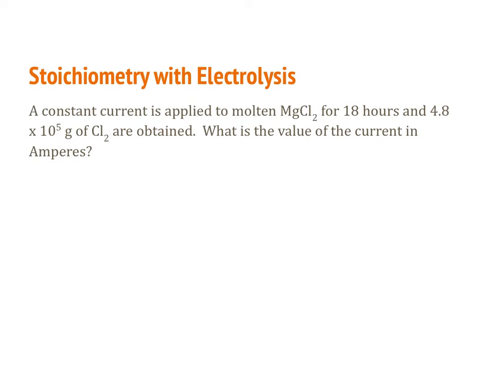All right, in this problem, it says we've got some molten magnesium chloride, and we are applying a current to it for 18 hours, and we're obtaining this many grams of chlorine gas. And it says, what is the value of the current in amperes? So if I'm looking for current in amperes, we need an answer that has coulombs over seconds. We need to put some time in the denominator, which is 18 hours.